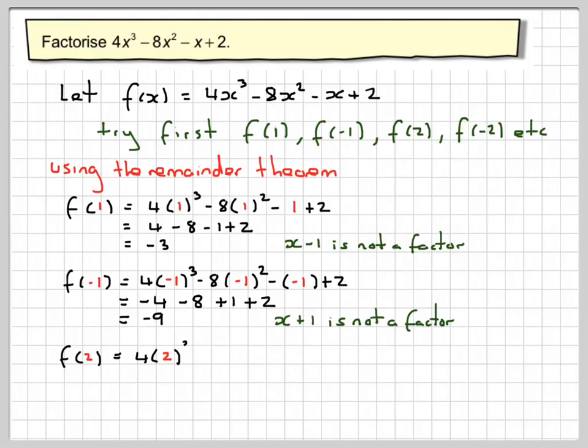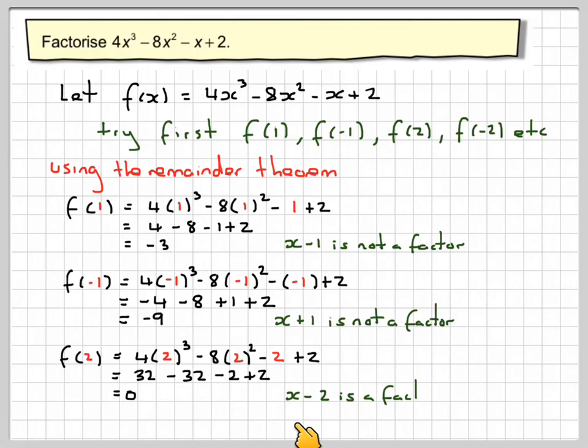Let's now try f of 2. So we've got 4 times 2 cubed minus 8 times 2 squared minus 2 plus 2. 2 cubed is 8, 4 8s are 32, 8 times 2 squared, that's 8 times 4, which is 32, and minus 2 plus 2, and therefore we can very easily see we get 0. Therefore we can conclude that x minus 2 is a factor. We have no remainder. This is what we're trying to do when we're using the remainder theorem.